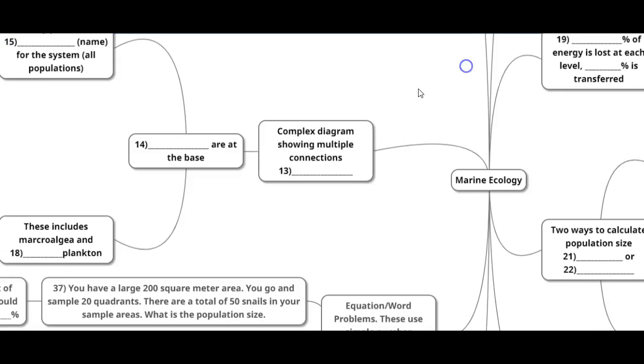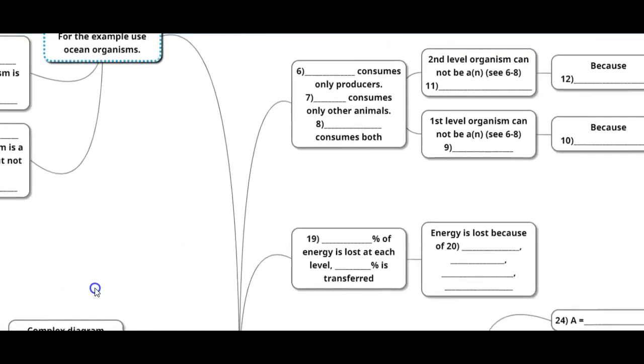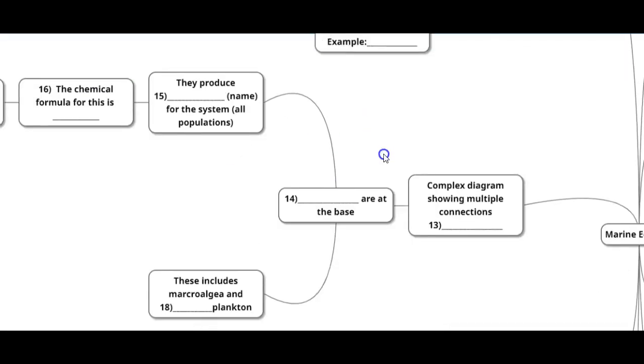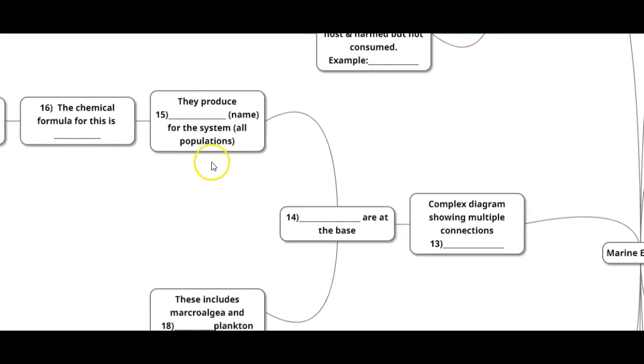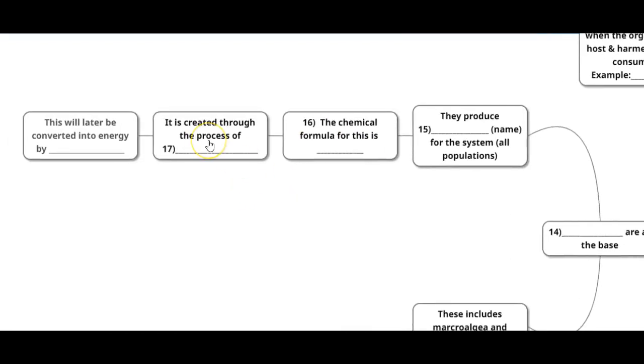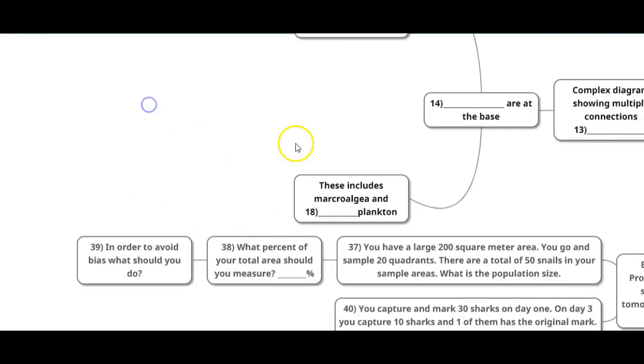So moving on over to this side. So that was 12. So 13 complex diagrams, food web. Producers are at the base here. They produce glucose for the system. The chemical formula for this is C6H12O6. This is created through the process of photosynthesis. Now this doesn't have a number, but you might want to know it. This glucose will later be converted into energy by the mitochondria in the form of ATP.